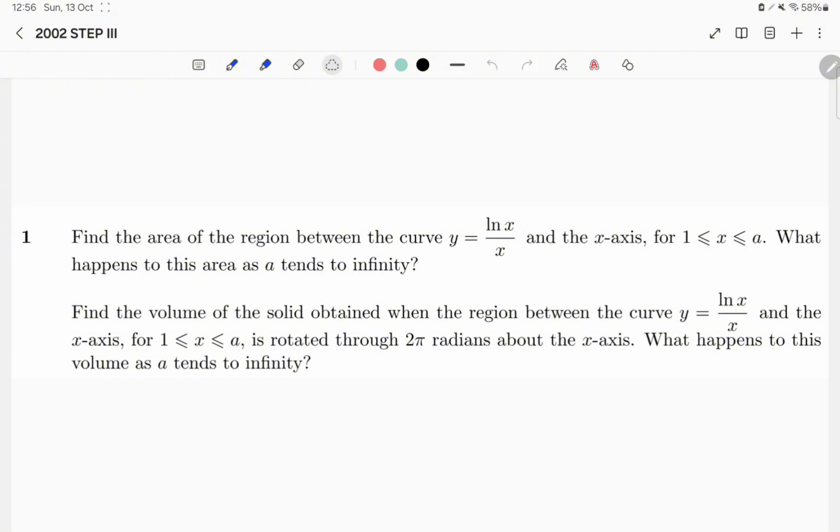Find the volume of the solid obtained when the region between the curve y equals ln x by x and the x-axis for 1 less than or equal to x less than or equal to a is rotated through 2 pi radians about the x-axis. What happens to this volume as a tends to infinity?